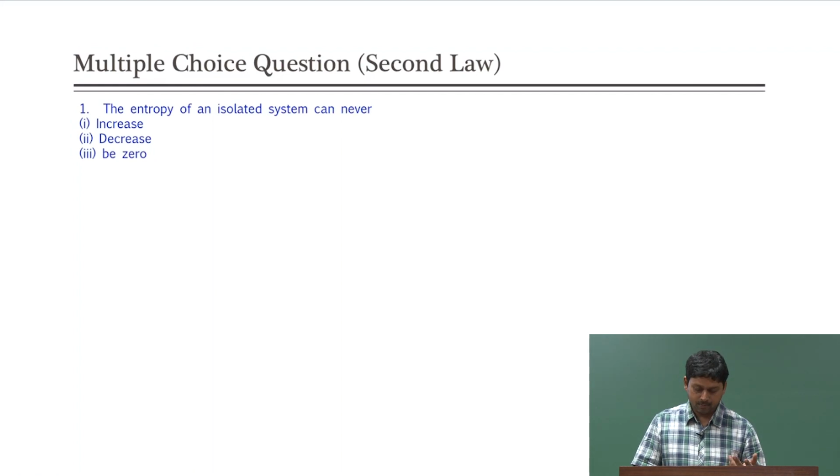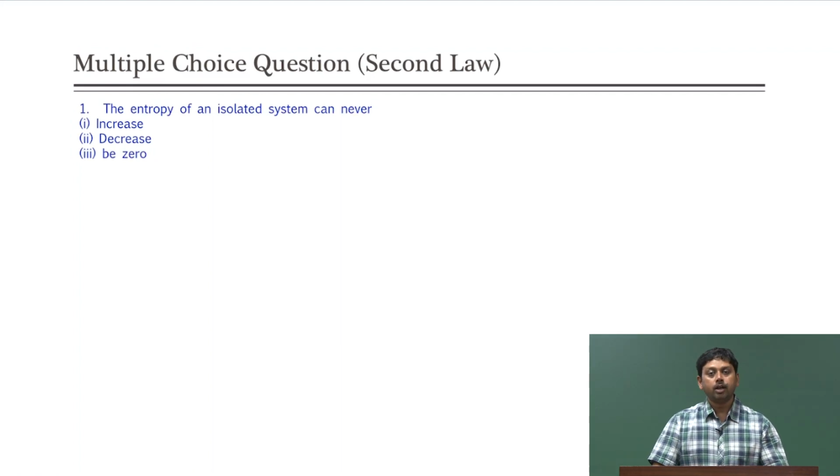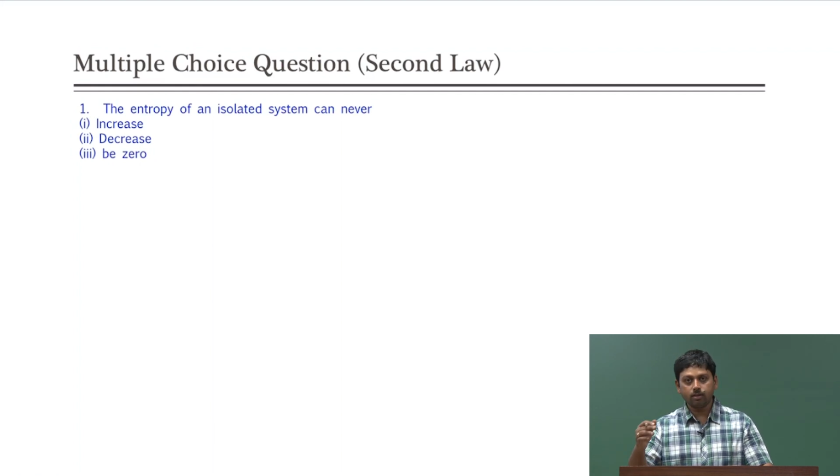So, it can increase. Can it decrease, however? We have discussed during the second law of thermodynamics that for an isolated system like our universe, the entropy cannot go to 0, it cannot become lesser, it always increases. Why? Because any spontaneous change will increase the entropy, and any change which is reversible will not increase the entropy, but nothing will actually decrease. So, therefore, the entropy of an isolated system can never decrease is the right answer.